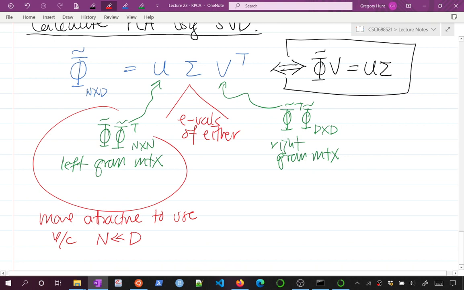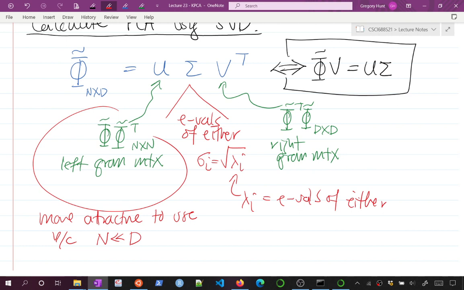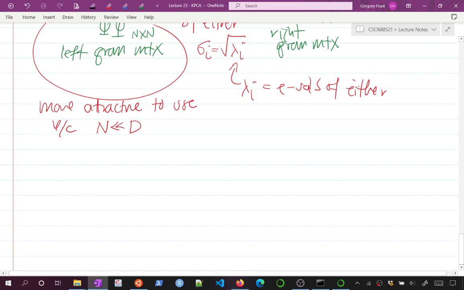And I can get the eigenvalues, I can get the sigma, because you can recall that sigma I is the square root of the eigenvalues. Lambda I is the eigenvalues of either the left or the right. So I can get the sigma matrix by looking at either. Sigma is easy to get, but instead of calculating V, which is hard to calculate because it's a huge D by D matrix, I can get the smaller U. So, right, let me just write that down.